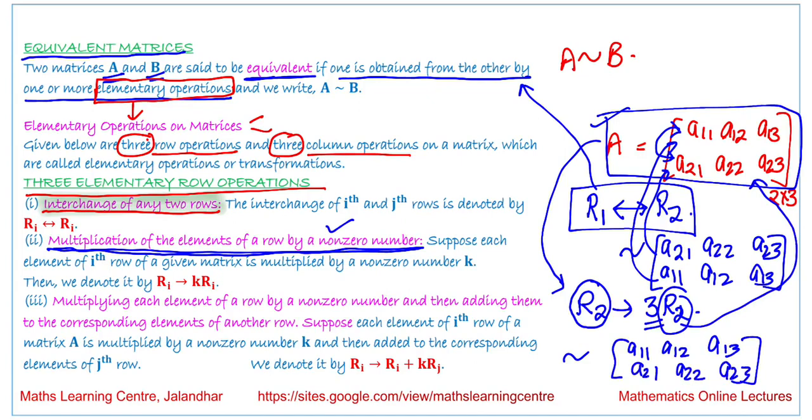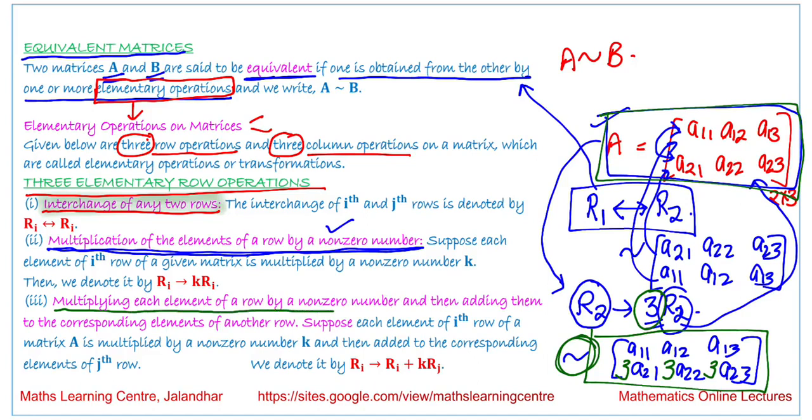Now what operation have we performed? We have multiplied the second row by 3. These two matrices, this matrix and this matrix, are equivalent to each other. The third operation is multiplying each element of a row by a non-zero number, which we have already seen, and then adding them to the corresponding elements of another row.